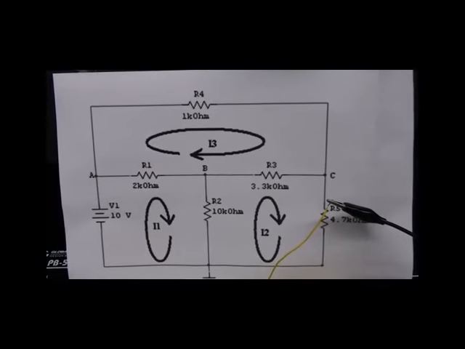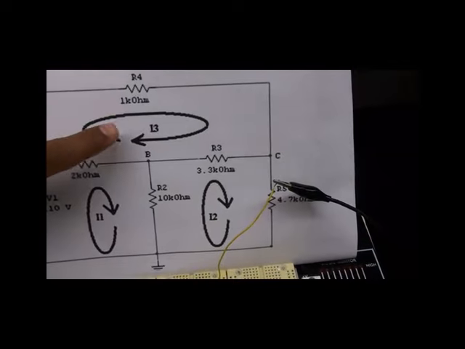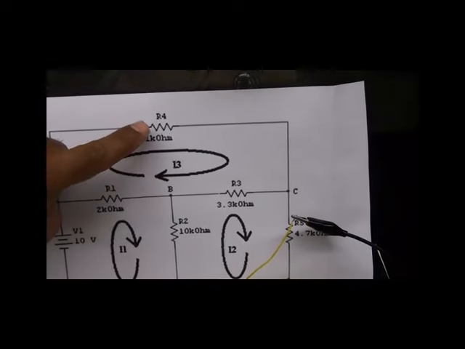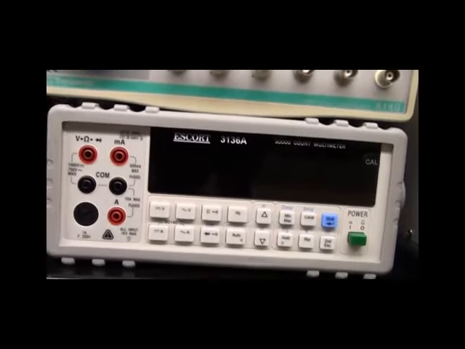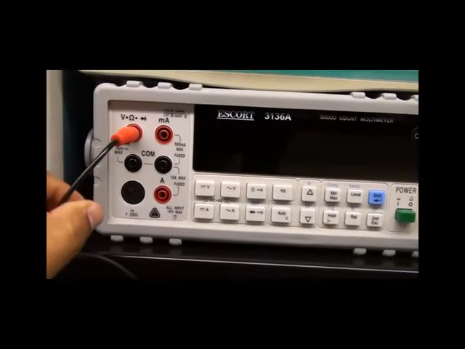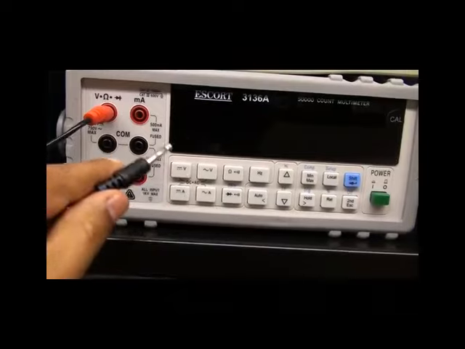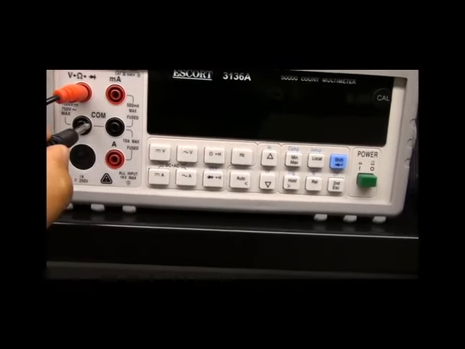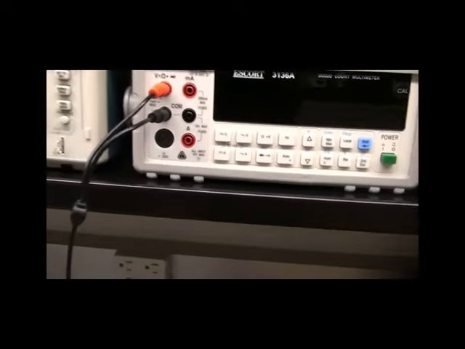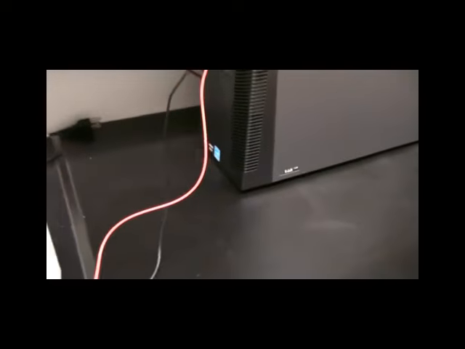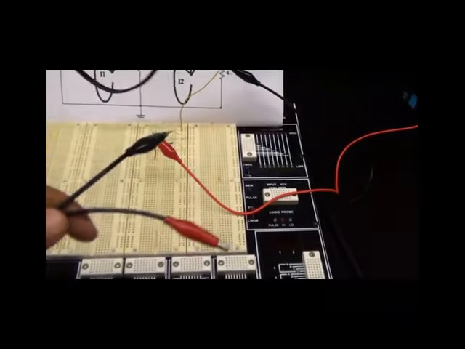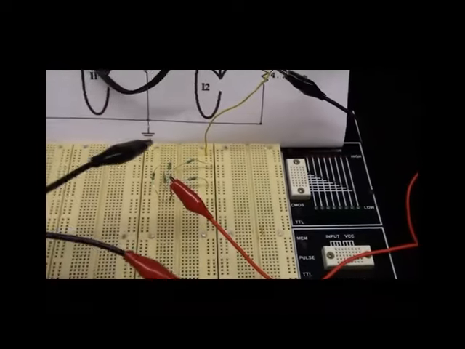So let's say I want to measure the current I3. The current I3 is the current passing through R4. So what I do, I have to use a multimeter cable, which is simply this cable. So I connect one side to volt. So this is my volt connection. I connect the other one to the common connection. So this is my common connection. And then what I have to do is to connect the other side of the cable, which is these two sides, in series with the resistors. So how would I do that?